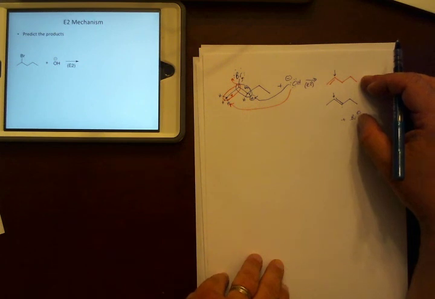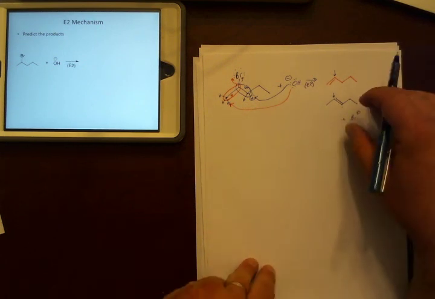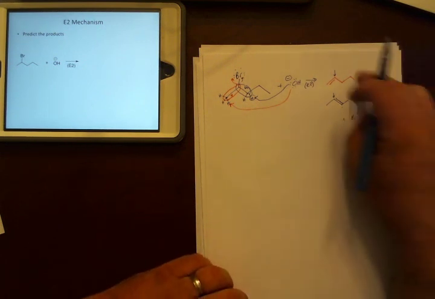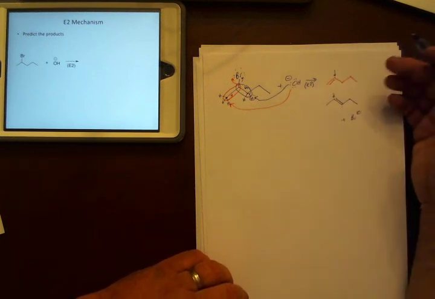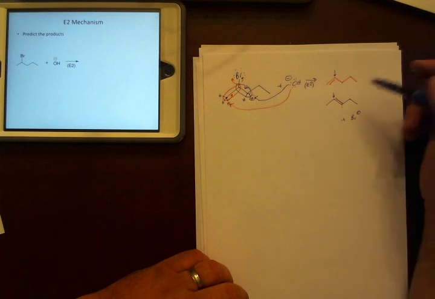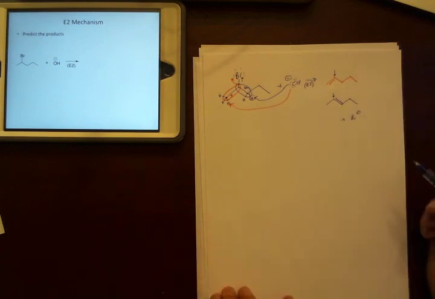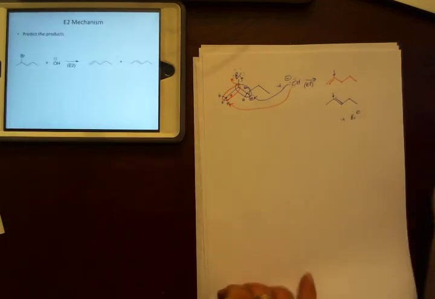Okay, now there are rules for doing this. These are called Zaitsev rules. We're not going to go into that yet. We're not going to worry about it in the course. You just need to recognize that these are the 2 different products. Typically it's on either side of the double bond. So there you go.